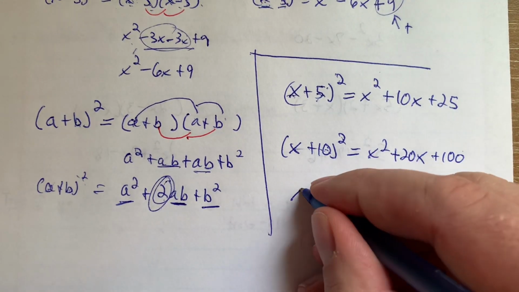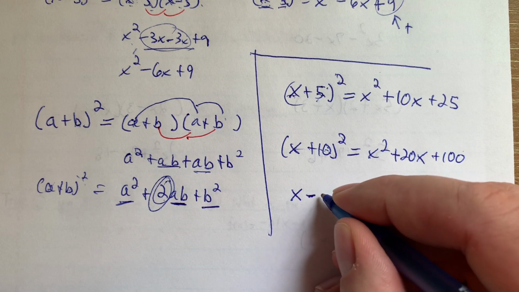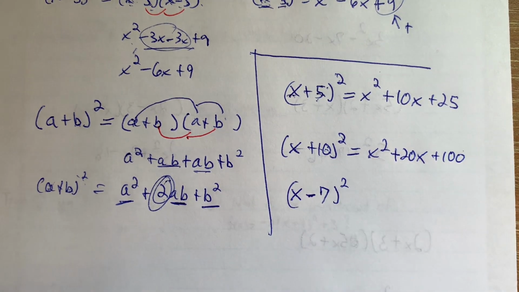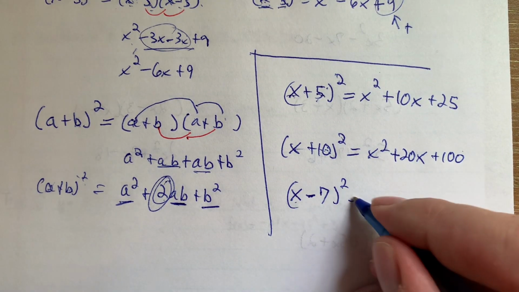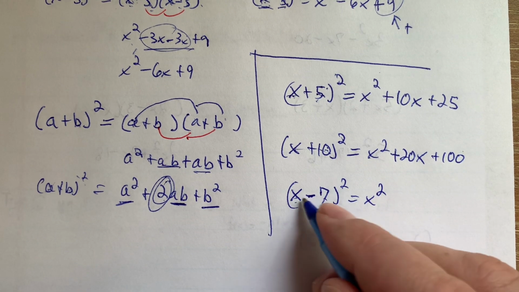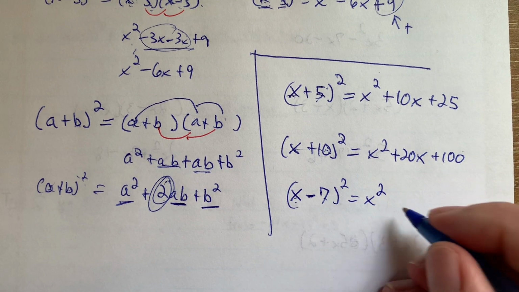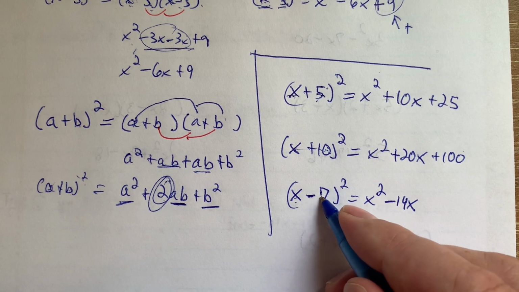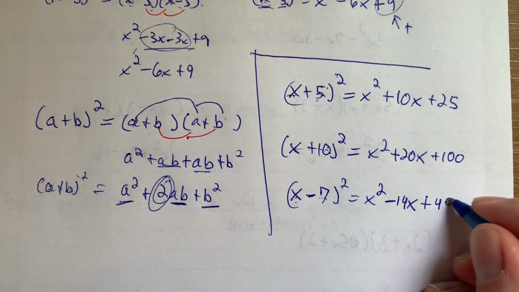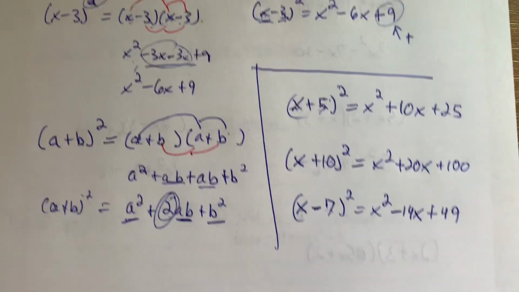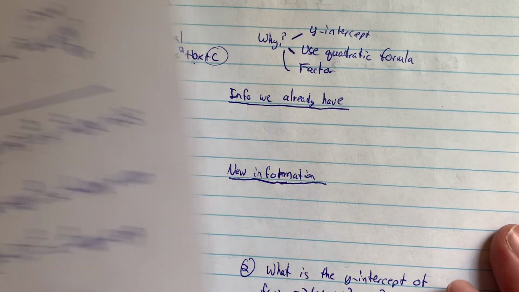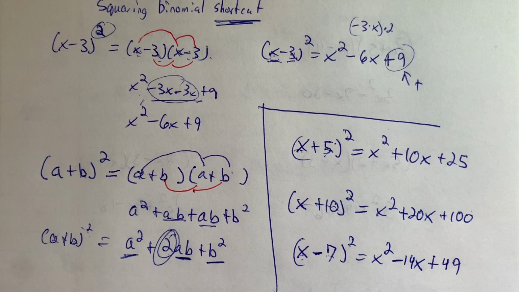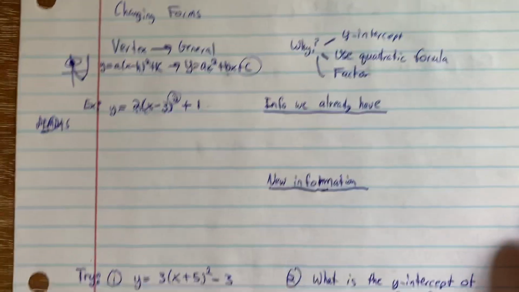Last one to try. Let's do (x - 7) squared. We square the first one. We multiply these two together. That's negative 7x. And double it. It's negative 14x. And then we square the last one. Negative times a negative always gives us a positive. And that's how we square a binomial. So we're going to be using this today. And you have to know this. It's useful right now. We actually have to know the shortcut in a few classes.